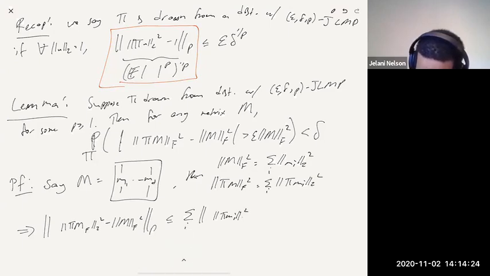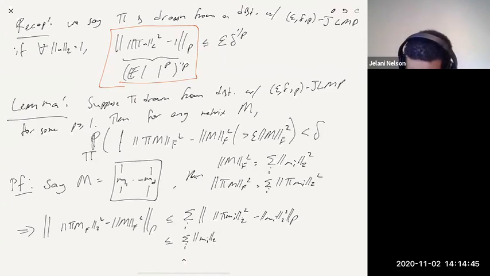This is now the L2 norm squared of pi mi minus the L2 norm squared of mi. And then you can just divide mi by its norm, carry the norm out to the outside, and apply the JL moment property. What the JL moment property says is that this is at most the sum over i of the norm squared of mi times epsilon delta to the 1 over p. But of course, this sum is just the Frobenius norm squared of M. So this is equal to epsilon delta to the 1 over p times the Frobenius norm squared of M.